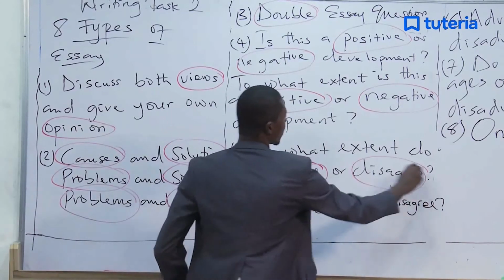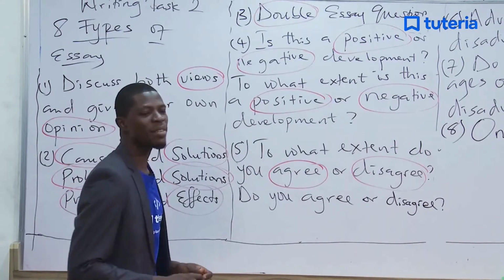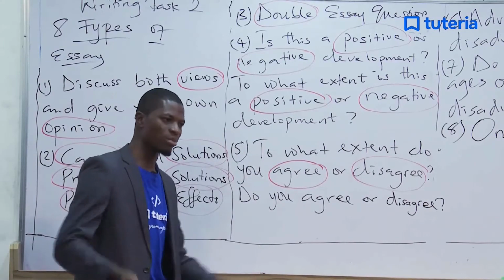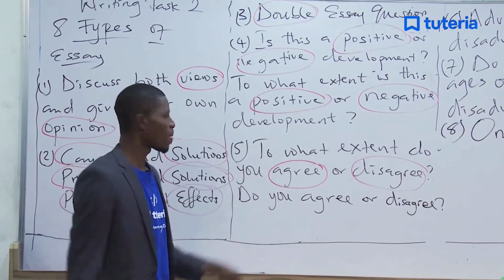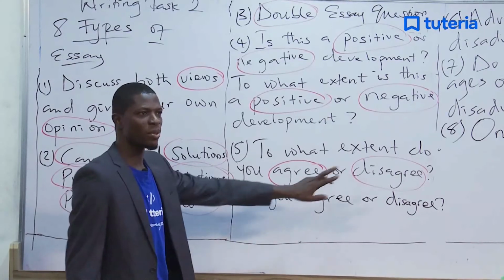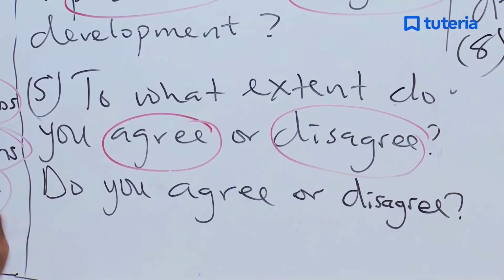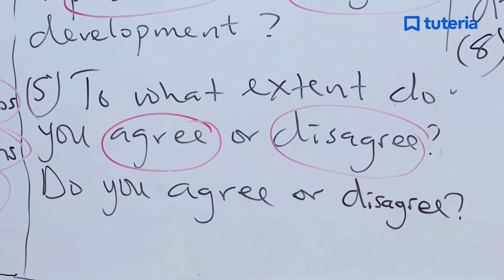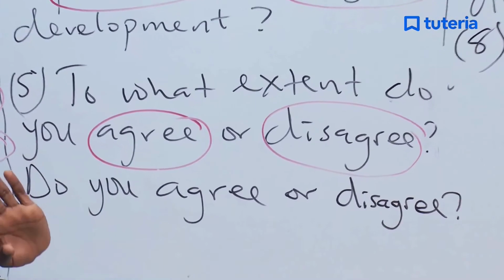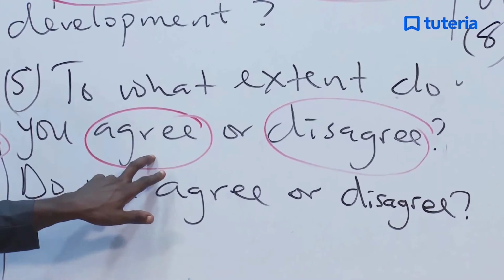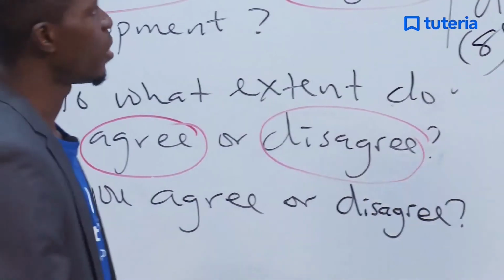There is still another thing you can do, but don't give yourself a headache. Just write your agree and pass and move. So either you go agree or you go disagree. They still partially agree, but I'm not going to talk about that at all. Just choose one. So we have do you agree or disagree as well. It can come as to what extent do you agree or disagree, or do you agree or disagree.